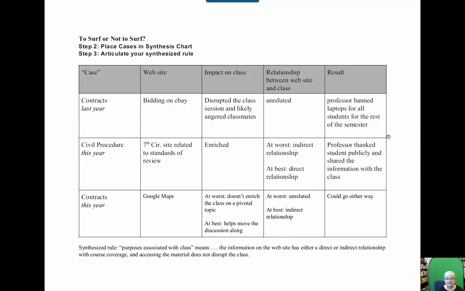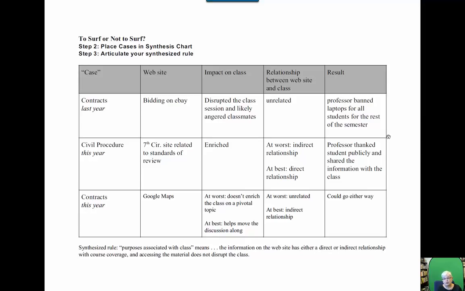So the contracts case this year, the website was Google Maps. The impact on the class, well, if he uses Google Maps, at worst, it doesn't really enrich the class on a pivotal topic because the topic isn't really about geography. The topic has to do with contracts, and the geography question is ancillary to the main thing that's being discussed. So at worst, it addresses something that's relevant but not pivotal. At best, it really helps move the discussion along.